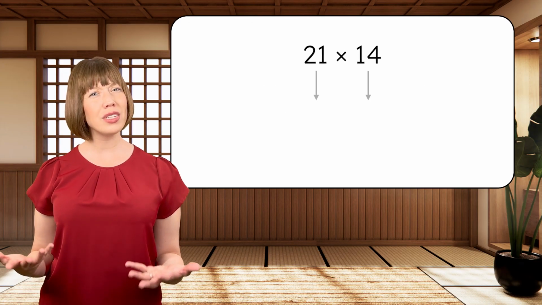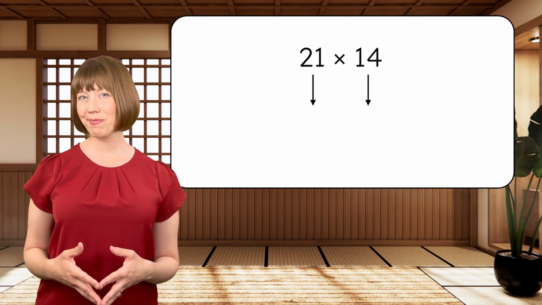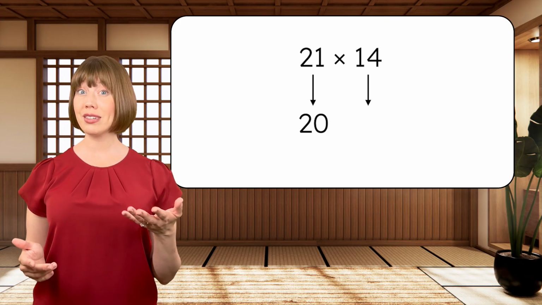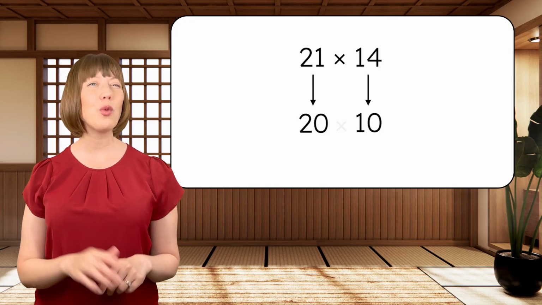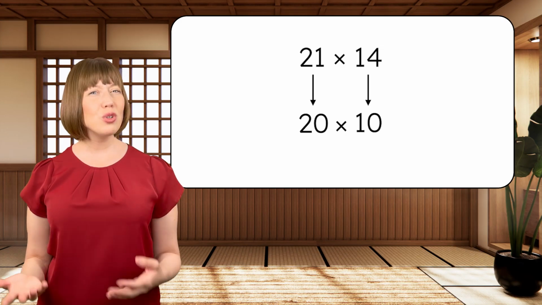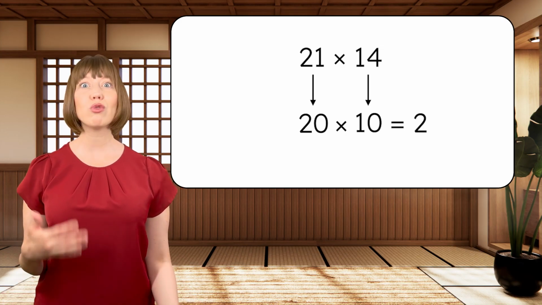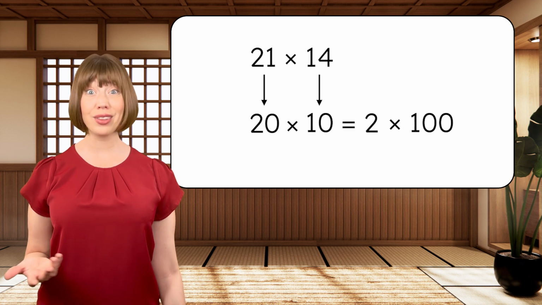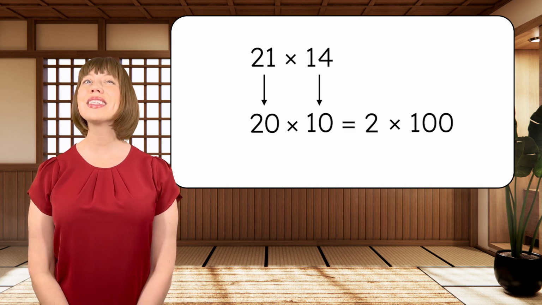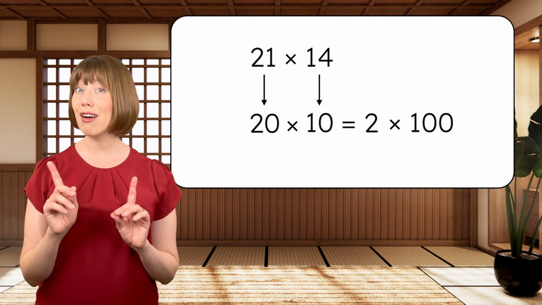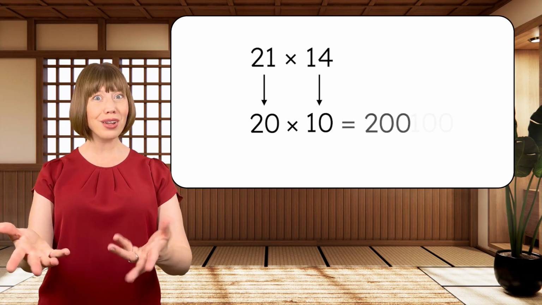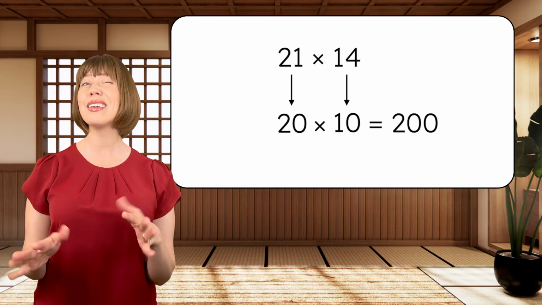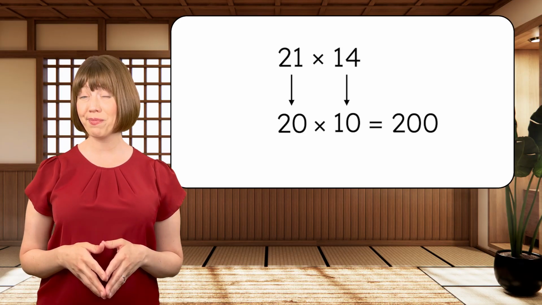What can we round each factor to? 21 rounds to 20 and 14 to 10. Now we multiply. 2 times 1 is 2. So 20 times 10 will be 100 times greater than that, which gives us an estimated product of 200. Yes, that means 21 times 14 is about 200.